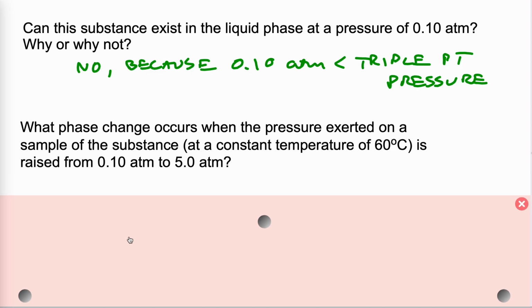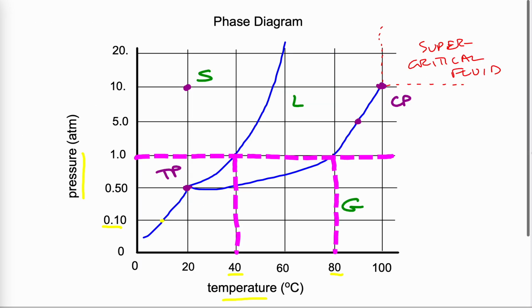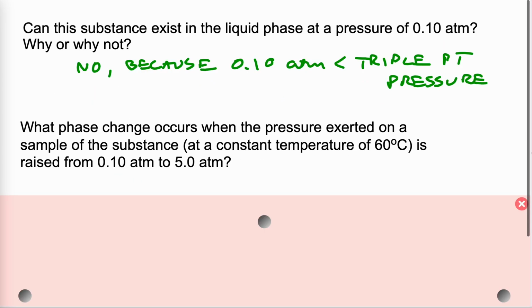What phase change occurs when the pressure exerted on a sample of the substance at a constant temperature of 60 degrees is raised from 0.1 to 5 atmospheres? So I'm going to go to a temperature of 60 degrees and increase the pressure from 0.1 to 5. So here's 60 degrees. I'm going to go from 0.1 to 5 atmospheres. And as you can see, in that transition, we are crossing the gas to liquid boundary, which means we are going from the gas phase to the liquid phase. The name of that is, of course, condensation.